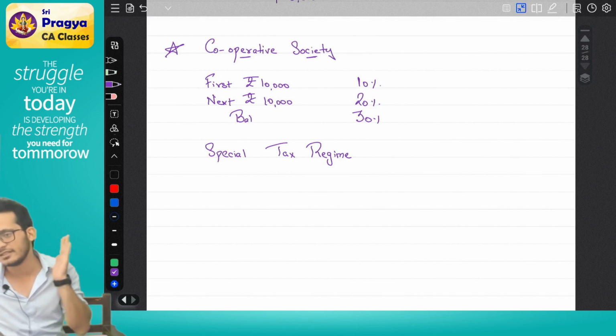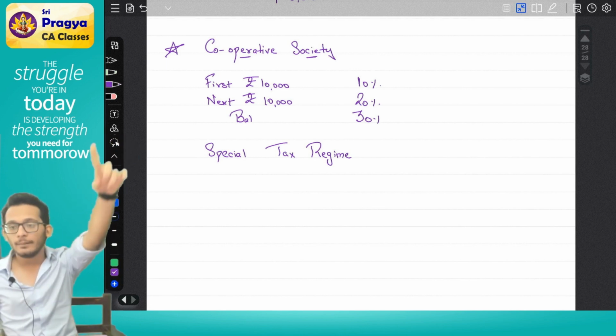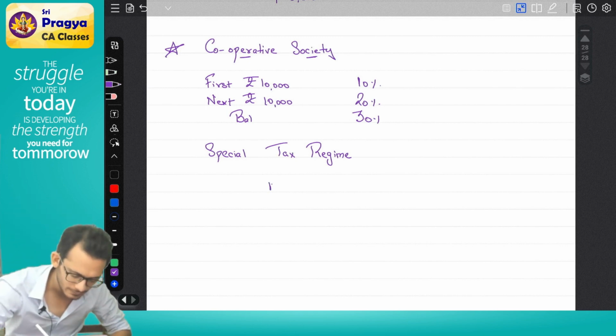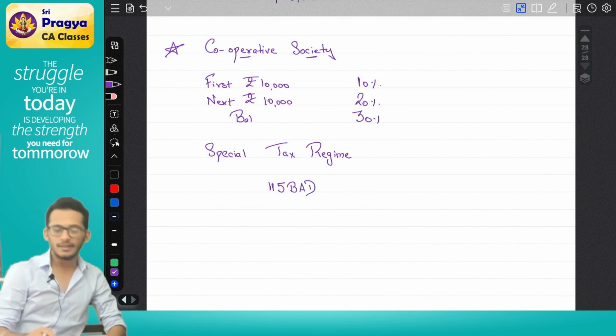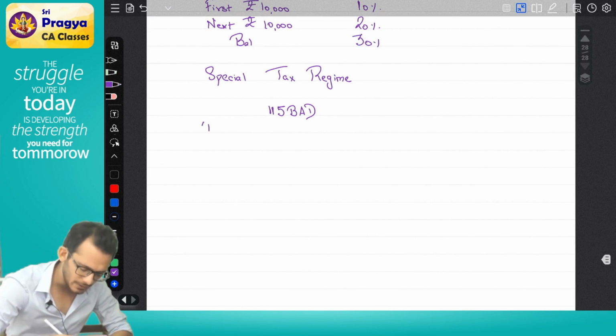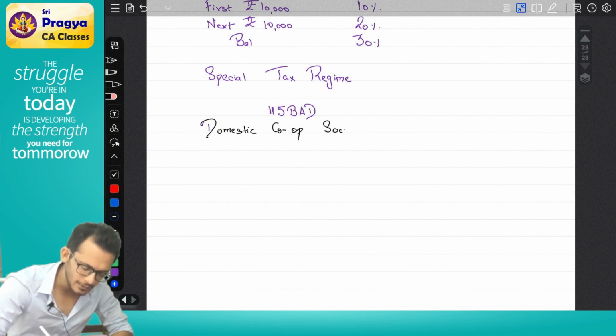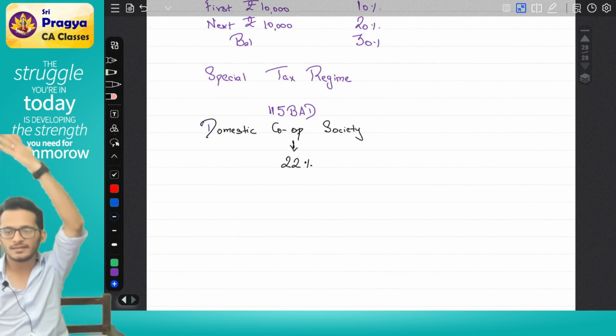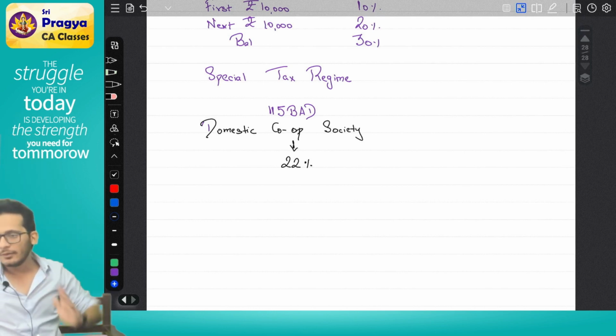Only the section changed. We have done 115BAA, BAB, BAC. This will be called 115BAD, where they are saying, if you are a domestic cooperative society, your tax rate is 22%. Think about it. It is rather better for me to take 22% rather than have 10, 20 and 30. I might as well have done 22%.